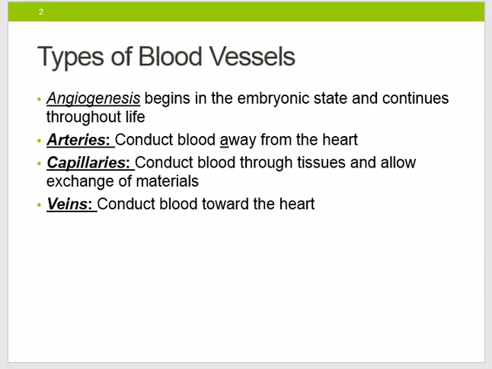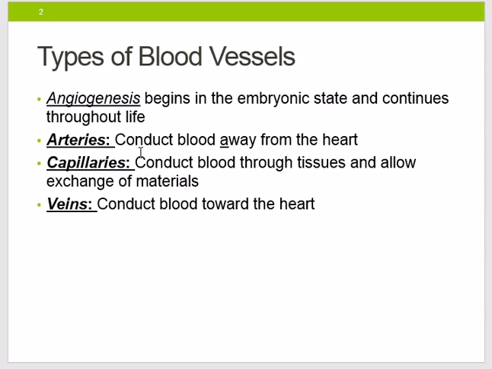There are nearly 100,000 kilometers of vessels that are carrying blood throughout your body right now, and these vessels develop through the process of angiogenesis, angi referring to vessels, and genesis being the formation of, so the formation of blood vessels. This begins during embryonic development and continues throughout the lifespan.